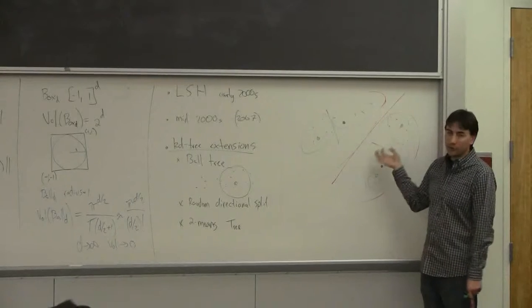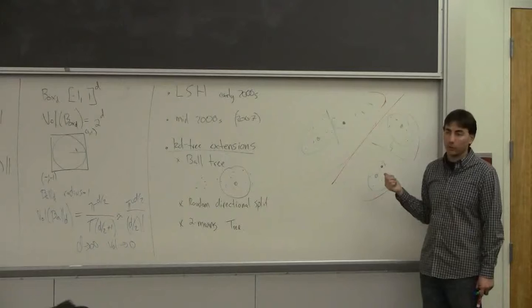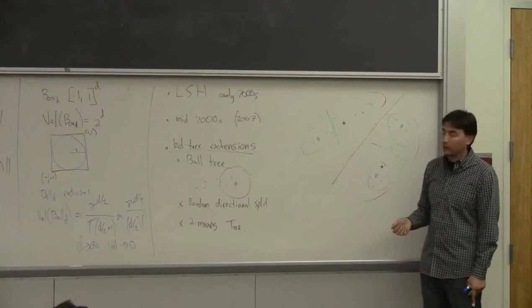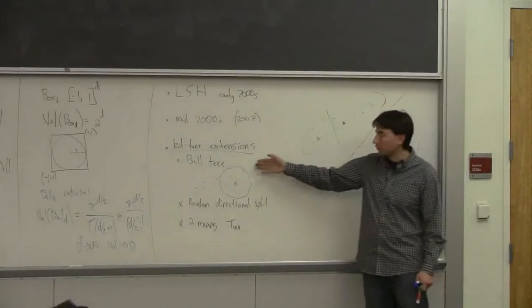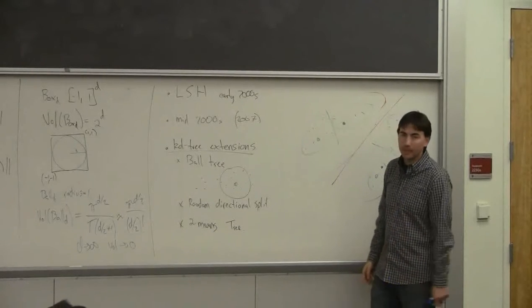This is designed for Euclidean distance. It may not work as well for L1 distance or one of these other distances. Whereas the ball tree will work for any metric. So there are various things to try.